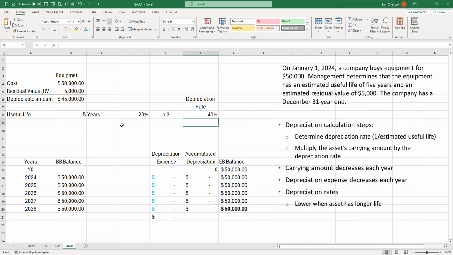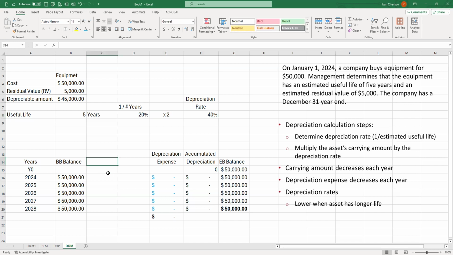Make sense? So first, again, you have to get the formula, which is 1 divided by the number of the years. Once you get that one, then you're going to get the multiplication rate, which is the double. If it's double, apply 2. If it's triple, apply 3. And then you're going to get the depreciation rate.